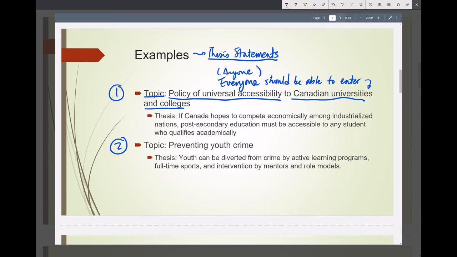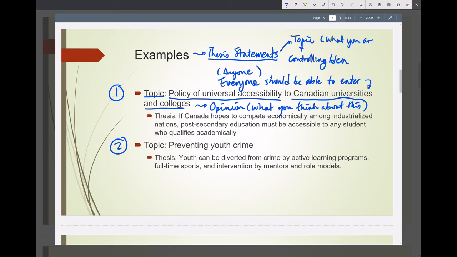universities and colleges. Well, you can talk about the topic, but if you only talk about the topic, you're going to need your opinion, what you think about it. About this. So remember, just like your topic sentence, you need the topic plus the controlling idea. And in the lecture, in week 2, we talked about the topic as what you are talking about.